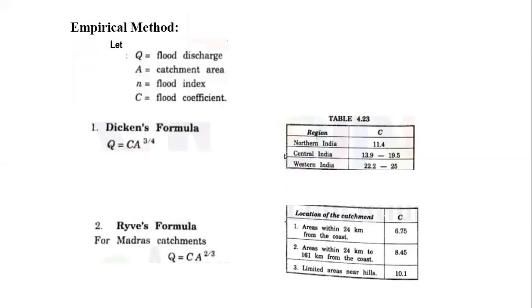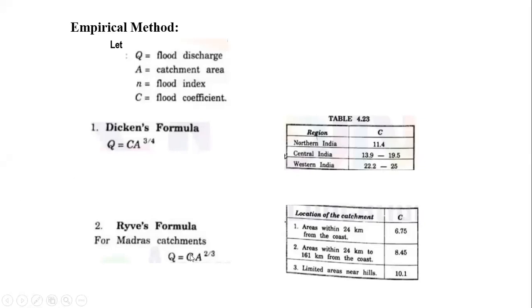Okay. Then next method is the empirical formulas. Empirical formulas are designed as per the different locations. So Dickens formula, it relates the area to the coefficients, that is C A raised to 3 by 4, where C is a coefficient. Its value for northern India is 11.4, for central India is 13.9 to 19.5, western India is 22.2 to 20.5.